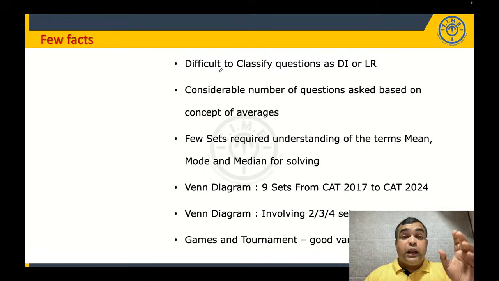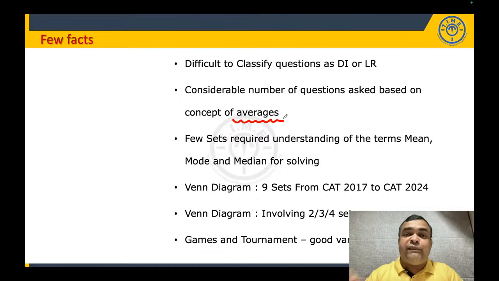Fine. If you look at the past CAT papers, मैं last 20 साल के सारे papers देखता हूँ, they have asked a considerable number of questions on concept of averages. जो हमने averages, mixed allegation सीखा है, there has been questions asked based on those. Okay, there are few sets asked in DI a couple of years back where understanding of mean, mode, median, इसका meaning पता होना जरूरी है. Couple of sets are asked, not only one set, जहाँ पे mean, mode, median ये concept जरूरी है.